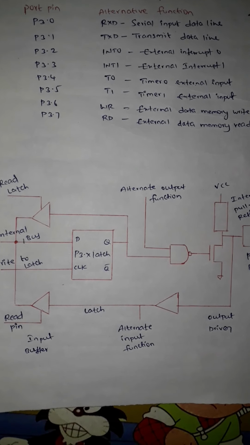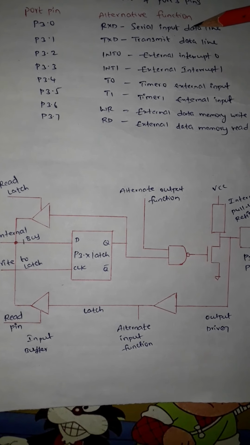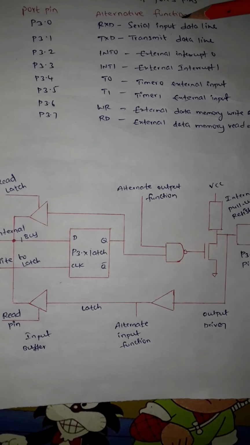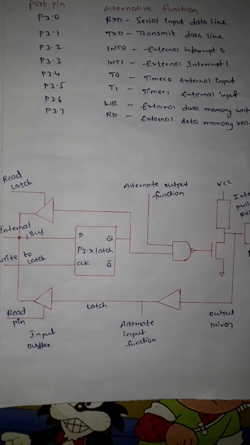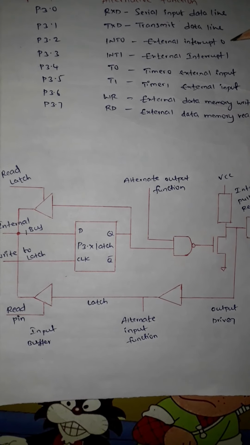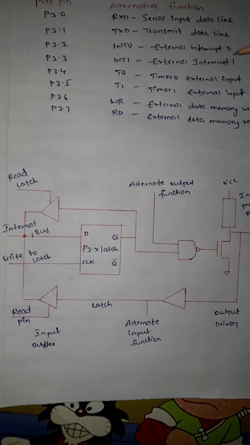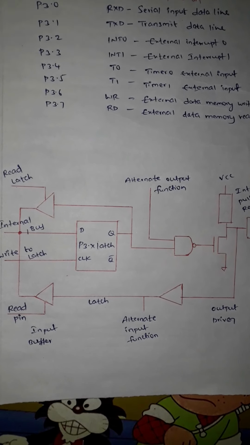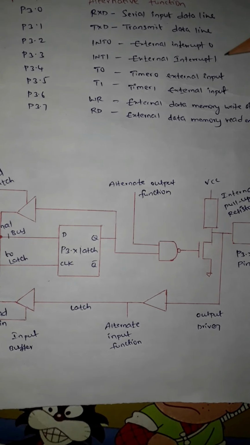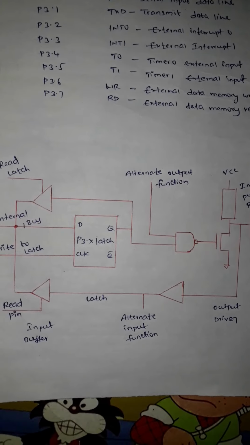But for port 3, you can see that each port pin has different functions. P3.0 is used for serial data transfer, and P3.1 is also used for serial data transfer: one is used for transmitting the data, and the other for receiving the serial data. You can see 3.2 and 3.3 are used for getting the external interrupts. And 3.4 and 3.5 are used as timer inputs. And 3.6 and 3.7 are used for write and read operations.